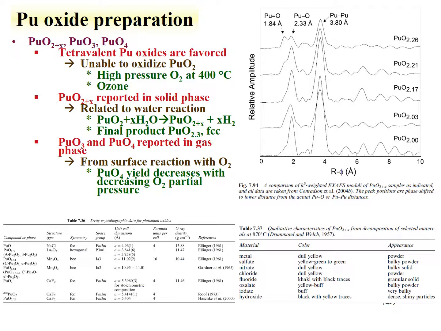from surface reactions with O2, with the material going to the gas phase, and the PuO4 yield decreases with decreasing dioxygen partial pressure. The information about plutonium oxides overall is listed here with the compound, their phases, space group information, and densities. There's also a table here showing the characteristics of plutonium dioxide plus X from decomposition of different materials, so the formation from compounds, metals, sulfates, chlorides, etc., and the color and the appearance of the PuO2+X from these compounds.